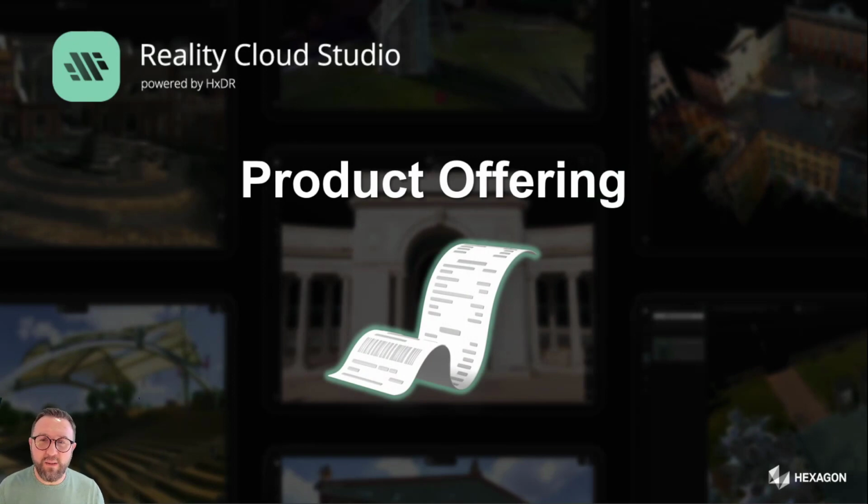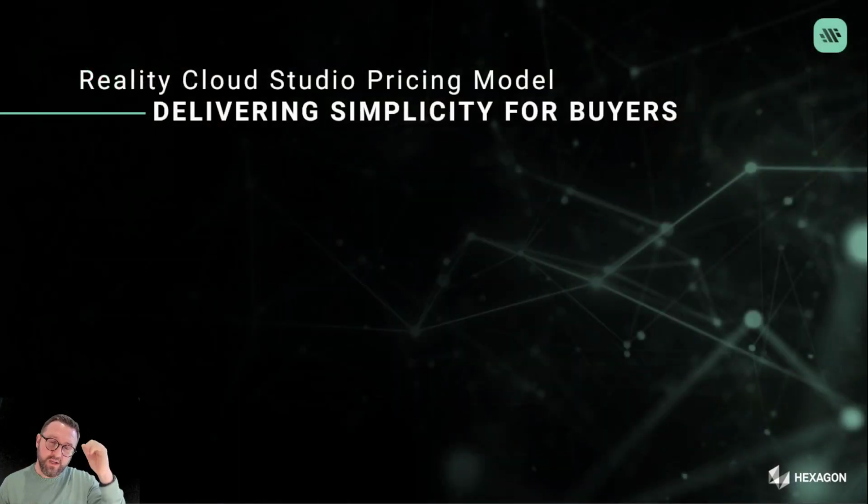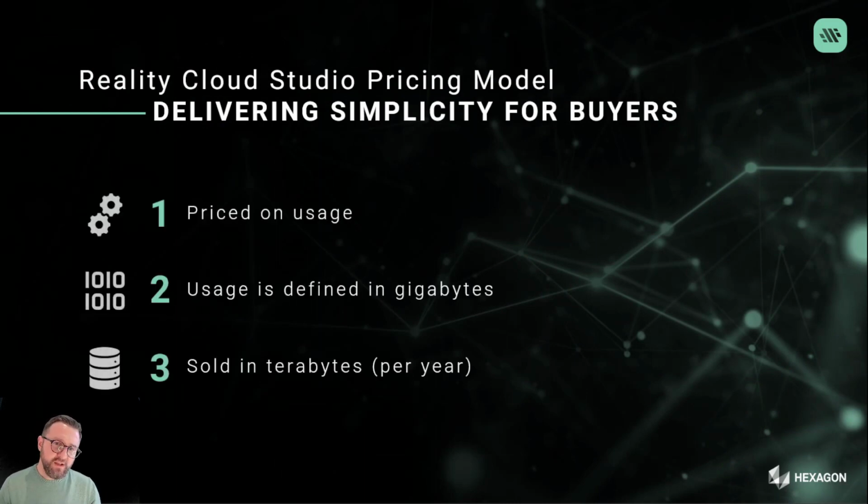So as we start to wrap up, let's have a little bit of a conversation around the product offering. We've made a really big push now towards simplifying this for you as a customer, and I think we've done a really, really good job with this now. Effectively, the system is priced on usage, and your usage is defined in gigabytes or terabytes, and we sell it in terabytes per year. Initially we have two bundles. There's a 1 terabyte option and a 3 terabyte option.